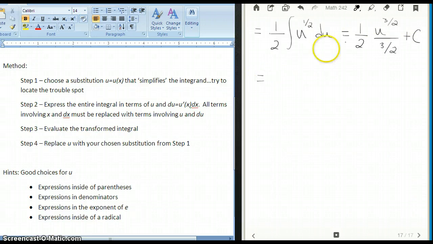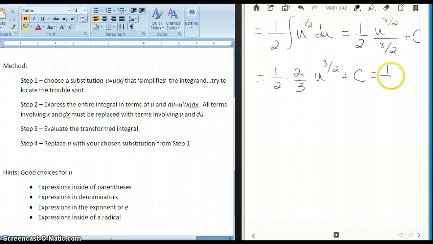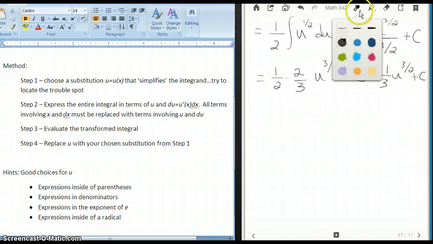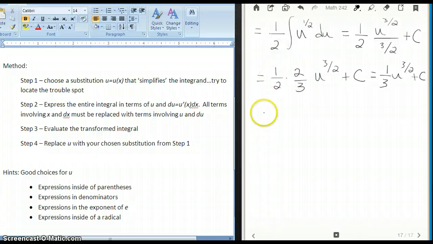Okay? That 3/2 can be flipped and multiplied out front, so it would be 1/2 times 2/3, right? Because that would flip up and be a 2/3, u to the 3/2 plus c. And of course that simplifies even a little more because now the 2's cancel. So I'm left with 1/3 u to the 3/2 plus c. This is not our final answer because it's still written in terms of u. Okay, so I need to make sure that I go back here and remember what our u was.